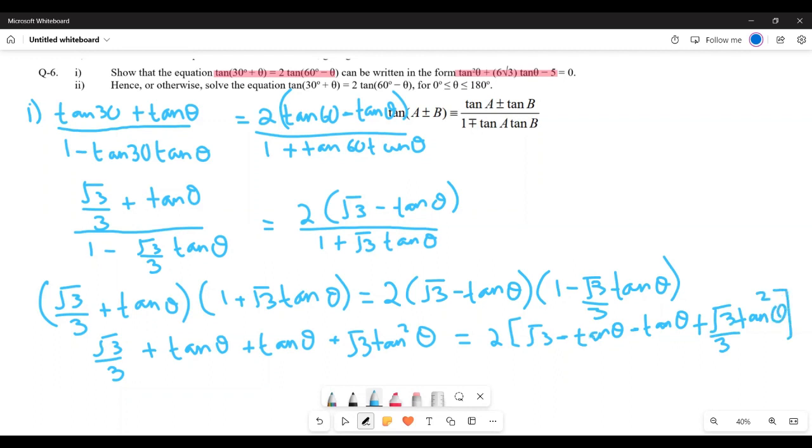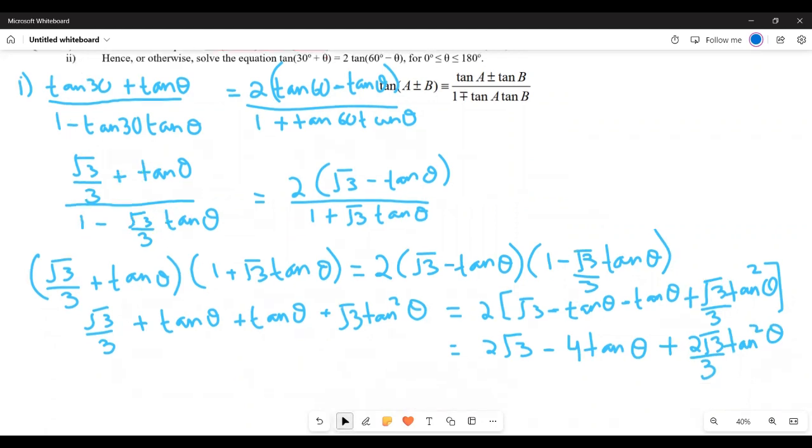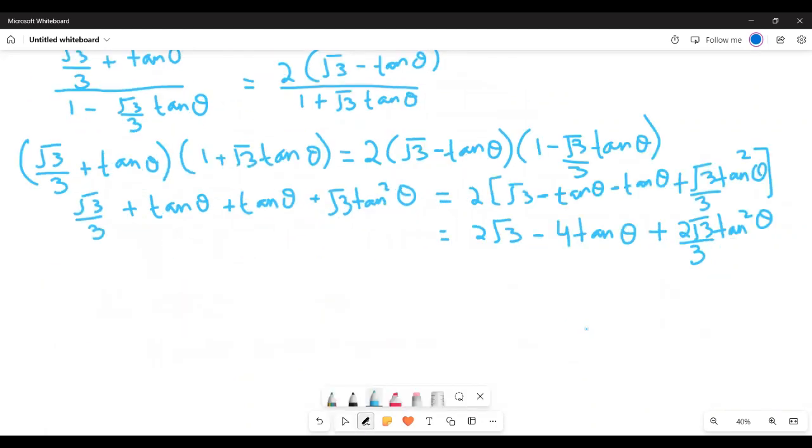Okay. Now let's expand this further. 2 square root of 3 minus tan theta would be minus 2 tan theta, and then that would become minus 4 tan theta. Plus 2 square root of 3 upon 3 tan square theta. And the right hand side is the same. So you're going to copy the same equation.